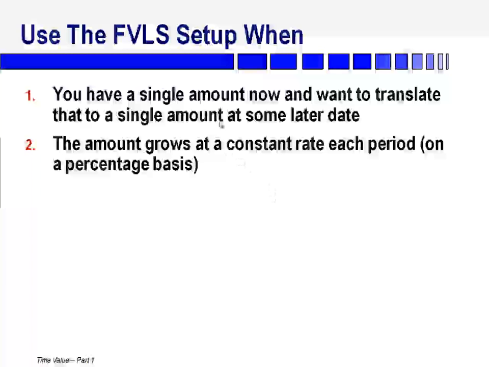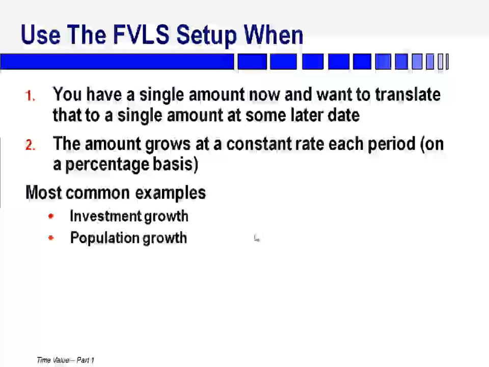Two characteristics: a single lump sum now, a single lump sum later, and a constant growth rate each period. Next, let's look at where you can use this. The two most common examples: you're trying to figure out what an investment would grow to, whether you've invested that in the bank or you've invested money in some kind of risky investment like a share of common stock. You want to know what it'll be worth at some point in the future.